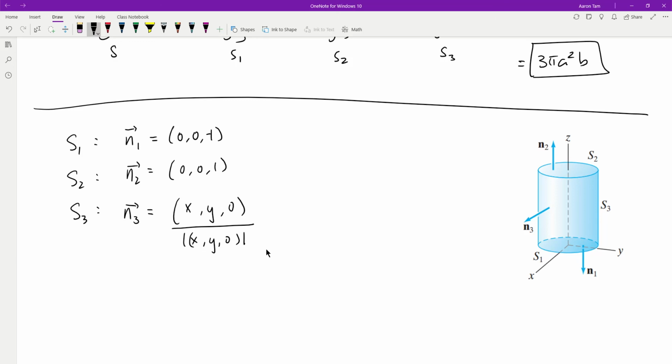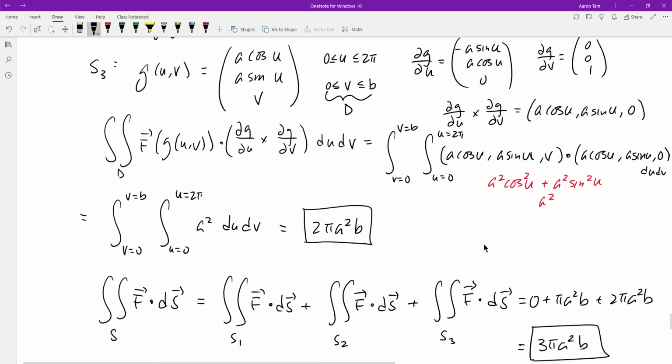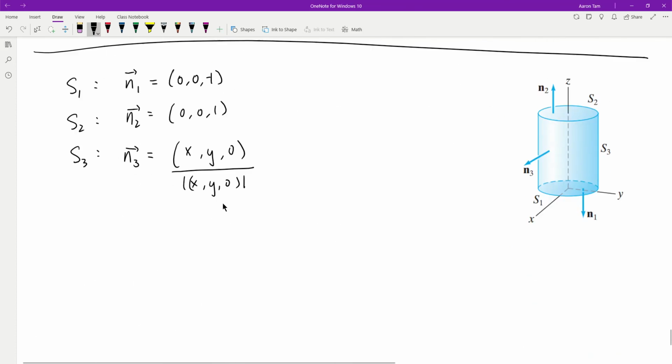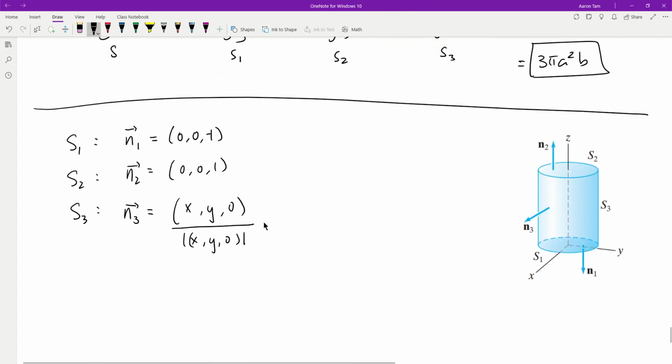Also, you actually know this is the normal vector because we found that out from here. See? Right there. Oh, yeah, I know. That doesn't look like xy, does it? But if you think about it, it's a cosine u, the x coordinate, a sine u, the y coordinate, from g of uv. And lucky for us, the length of x, y, 0 is just the square root of x squared plus y squared.